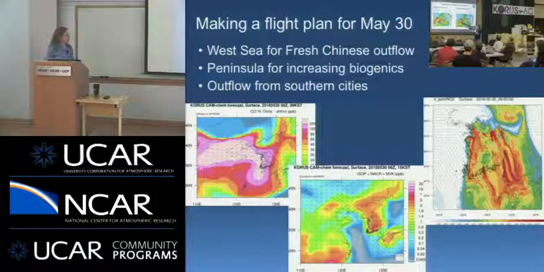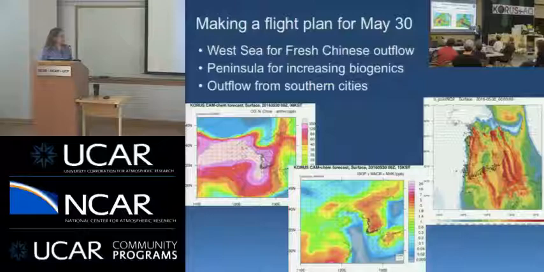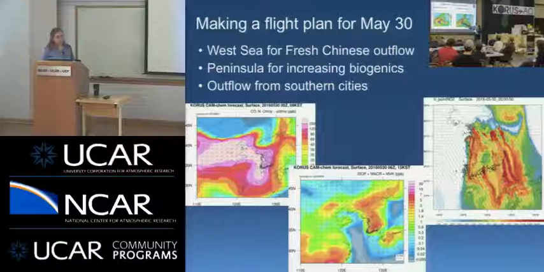So for example, for one of these days, we looked at deciding how to plan a flight. There was pollution coming from China. We had a tracer of CO from North China, primarily Beijing and regions. So this strong plume was just reaching Korea over the West Sea. It looked like maybe not the strongest pollution would be over the peninsula, but it would be favorable to fly in over the West Sea to get the large plume.